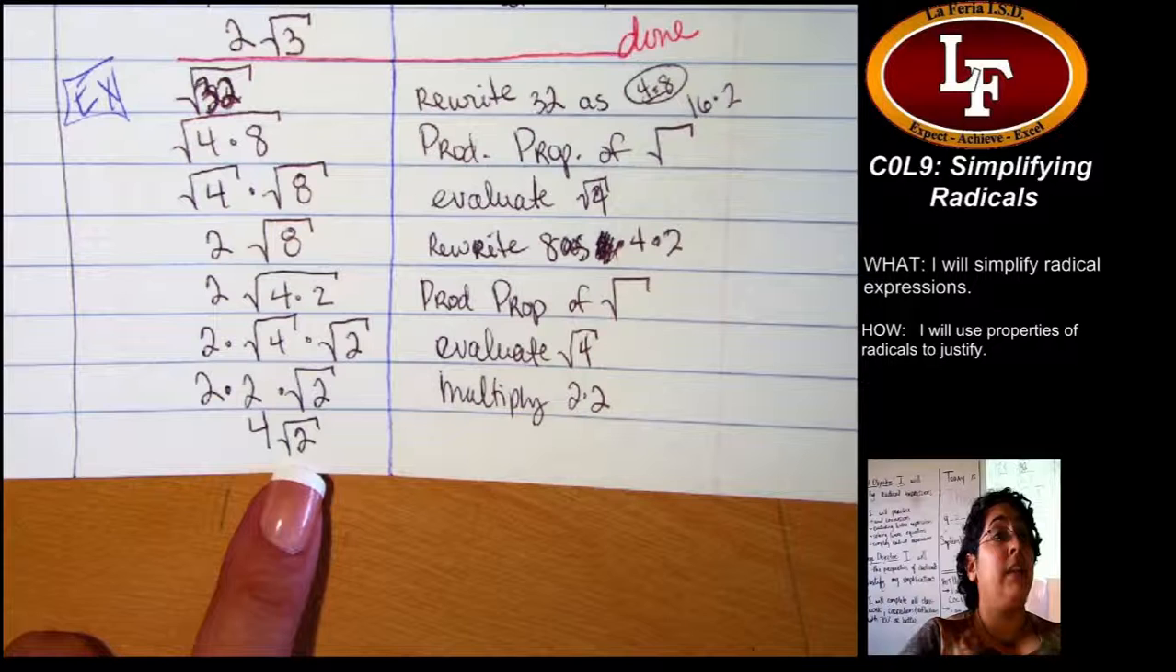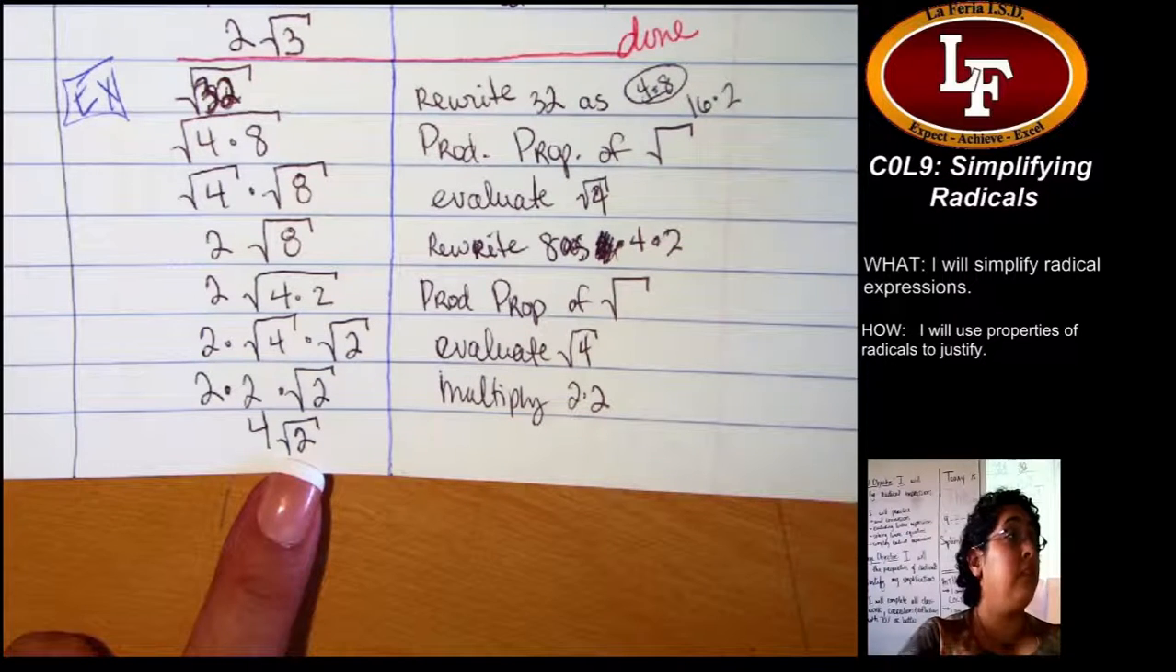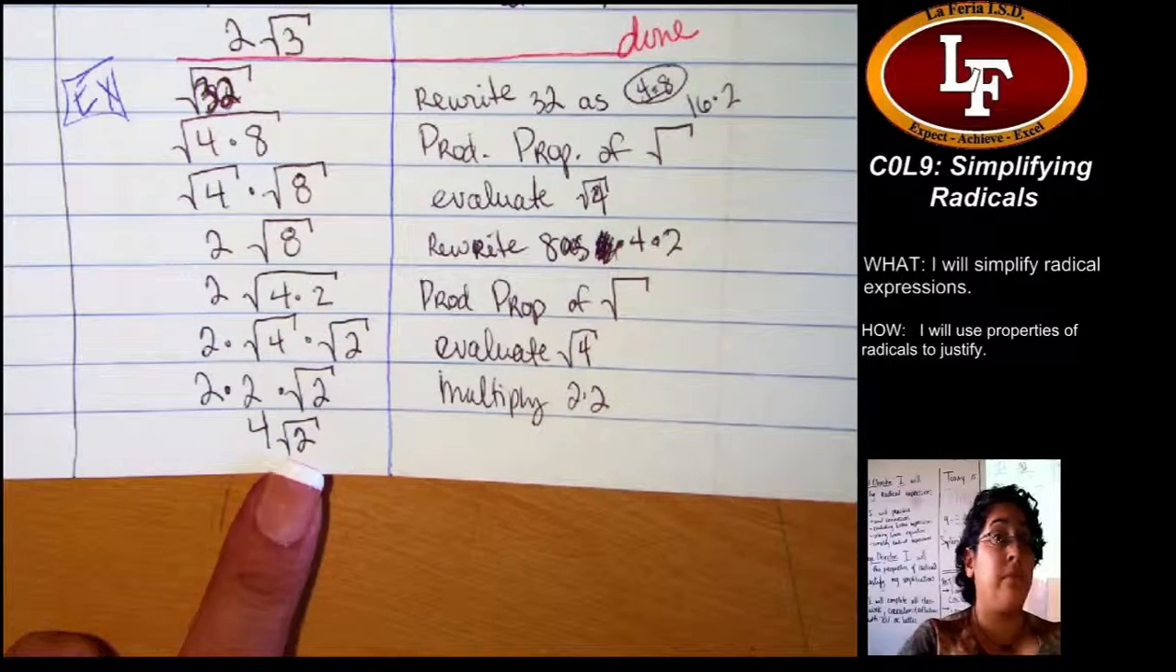Anytime you see a number under the radical where you can find factors that will simplify, you must simplify. Make more sense? All right.